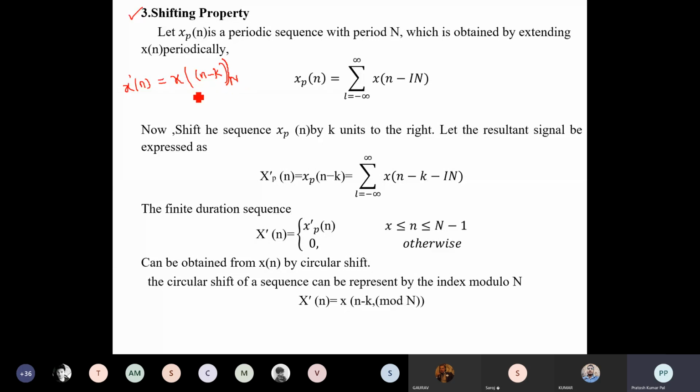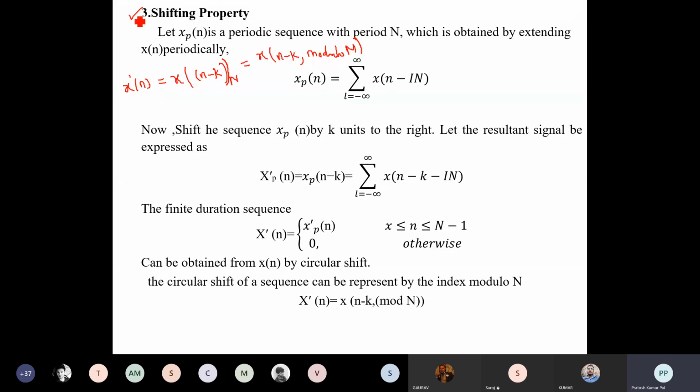So what is the meaning of this? Basically we write x of n minus k, taken modulo N. This representation is called modulo, and modulo means we are shifting. This mathematics might seem complex, but by using an example you can easily get what the shifting property is all about.